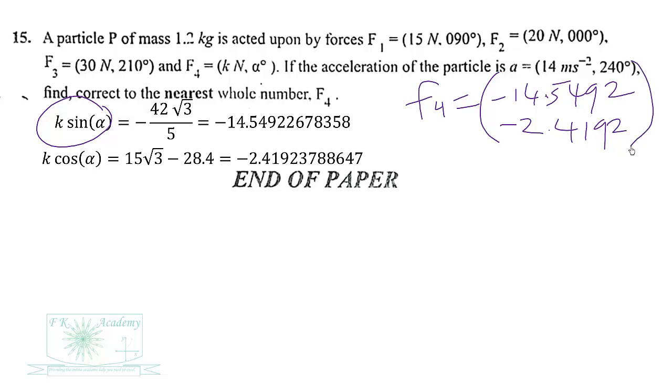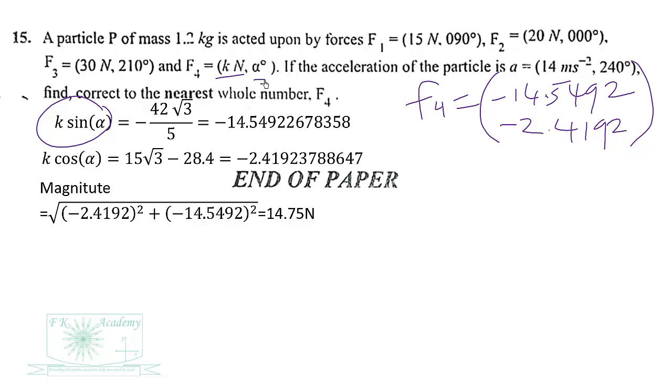But we need to leave the answer in the form k newtons, alpha degrees. So we convert to magnitude and bearing form. So let's find the magnitude of the force. So we can now calculate the bearing, which is alpha degrees for F4.